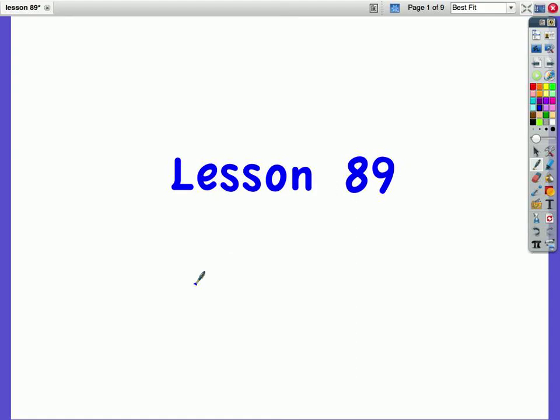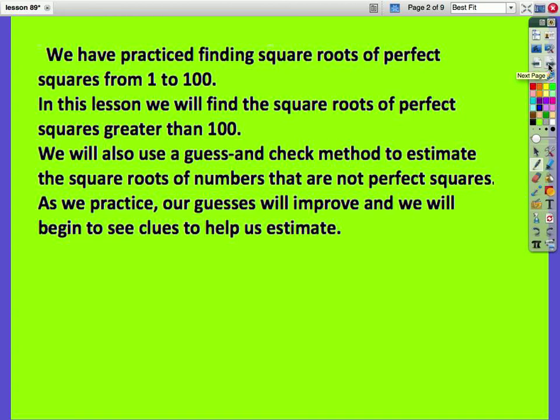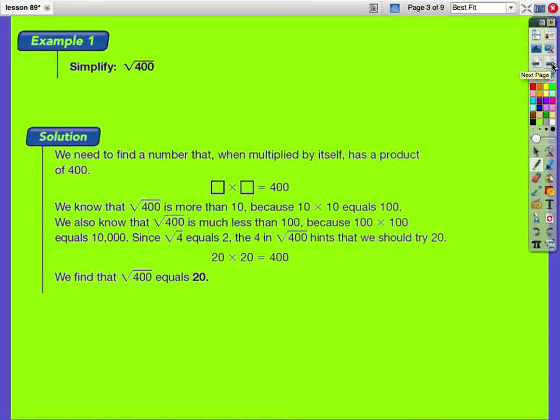For lesson 89, we're going to be estimating square roots. So we've practiced finding square roots of perfect squares from 1 to 100. In this lesson, we will find the square roots of perfect squares greater than 100. We will also use a guess and check method to estimate the square roots of numbers that are not perfect squares. As we practice, our guesses are going to improve and get better, and we'll begin to see clues to help us estimate. So example 1 says simplify the square root of 400.